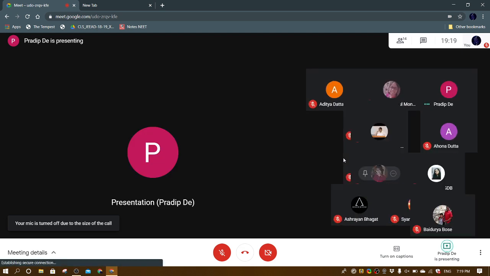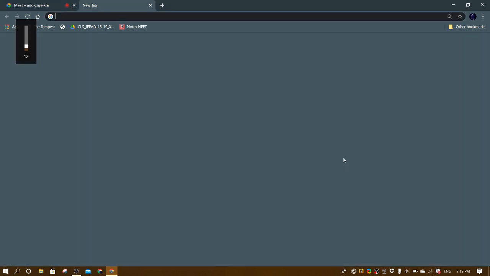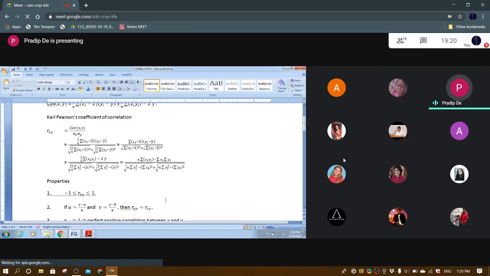And V is equal to Y minus B upon K, where B and K are constants. Then the coefficient of correlation between the new variables U and V is the same as the coefficient of correlation between X and Y.